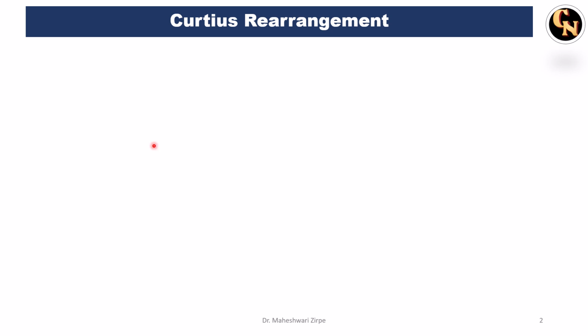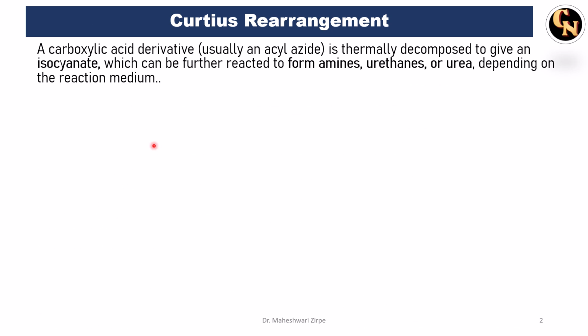The Curtius rearrangement is basically a reaction of a carboxylic acid derivative. Usually we take an acyl halide, which is thermally decomposed to give an isocyanate. The isocyanate is an intermediate which further reacts with different reaction media and can form amines, urethanes or urea derivatives. So let us understand how the Curtius rearrangement takes place.